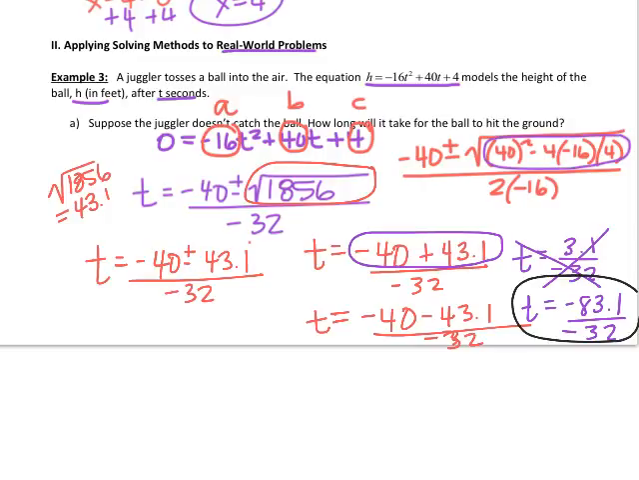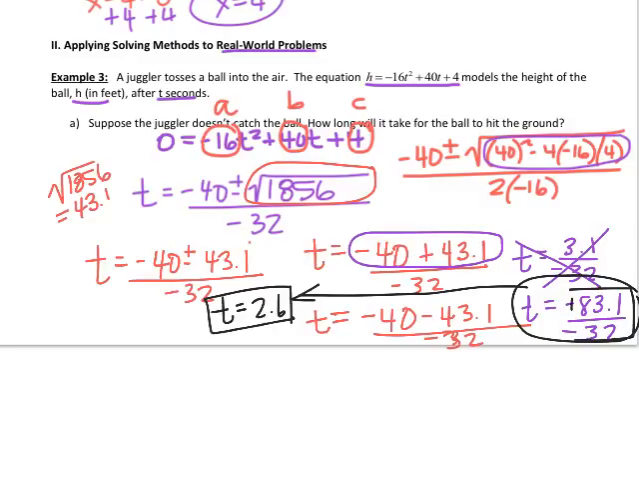Let me just see if I can get this over here. Sorry, I'm making a mess of this page, but t is going to equal 2.6 when we make the division of 83.1 divided by 32. Remember, these two negative signs become positive because a negative divided by a negative is going to be positive. So we have our amount of time that it's going to take for the ball to hit the ground.